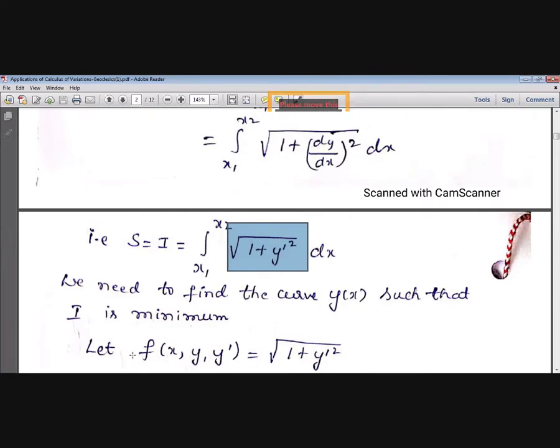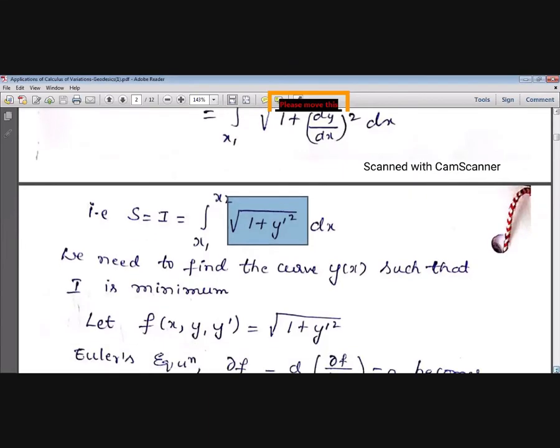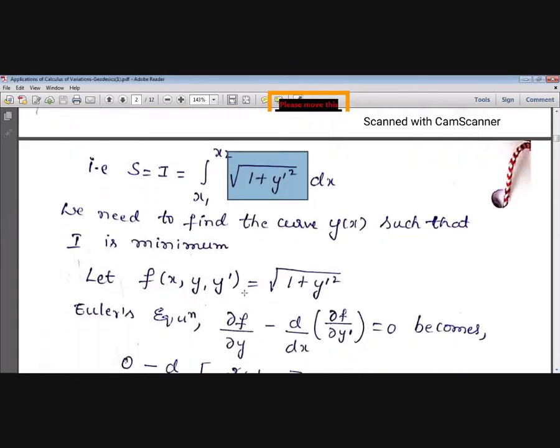So what will be the shortest distance? To find that, we need to minimize this. This is the functional. As this is the functional, I will write f of x comma y dash equal to root of 1 plus y dash square.